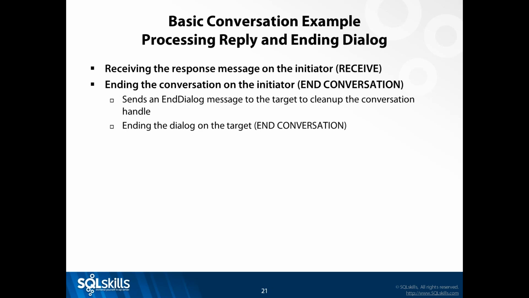Once that has occurred, if you're sending messages from the target back to the initiator, you're going to have to go to the initiator side, receive that response message, handle it appropriately, and then the last thing you would do is end the conversation at the initiator using end conversation, specifying the conversation handle. When you do that, it sends an internal system message called an end dialogue message to the target service, and the target service implementation or application that processes the queue needs to check and verify the type of message that it's processing. If it's an end dialogue message coming from the initiator, it needs to execute its own end conversation command on that same dialogue handle so that it cleans up the conversation on its side.